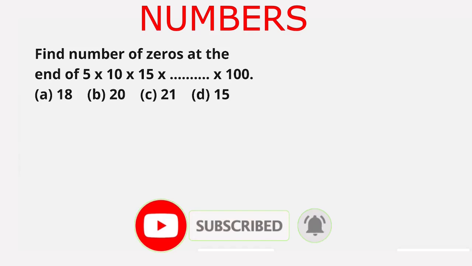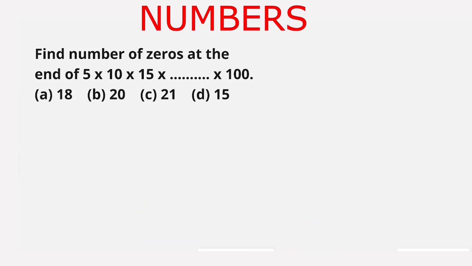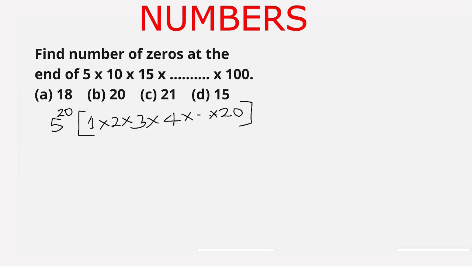5 multiplied by 10 multiplied by 15 multiplied by up to 100, and we can take common 5 from each number. The total number of terms is 100 divided by 5, which is 20. So if we take common 5, it will be 5 to the power 20 multiplied by 1 multiplied by 2 multiplied by 3 multiplied by 4, up to multiplied by 20. So this is equal to 5 to the power 20 multiplied by 20 factorial.